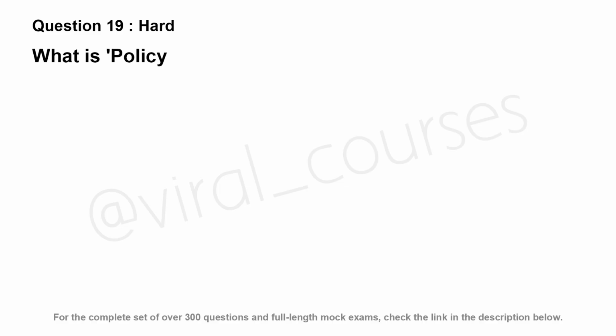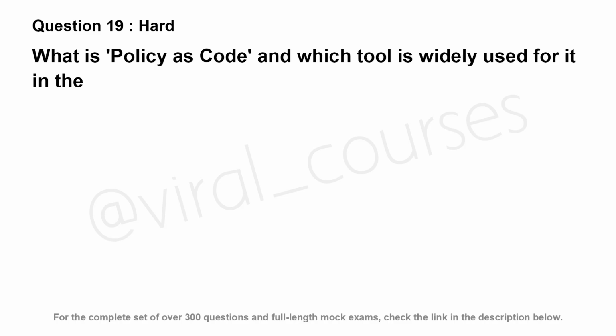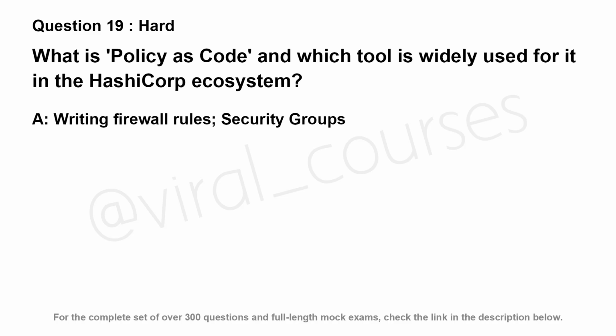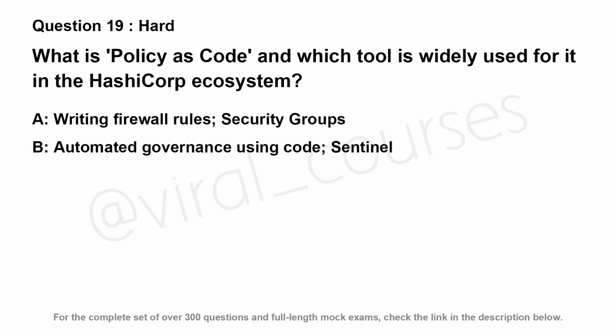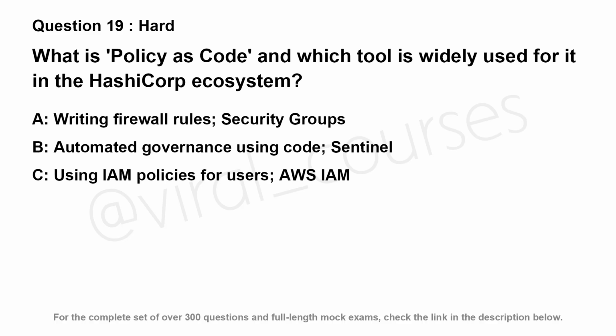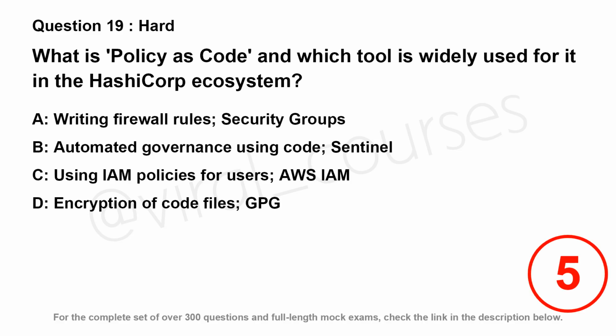What is policy as code, and which tool is widely used for it in the HashiCorp ecosystem? Option A. Writing firewall rules, security groups. Option B. Automated governance using code, Sentinel. Option C. Using IAM policies for users, Okta IAM. Option D. Encryption of code files, GPG.